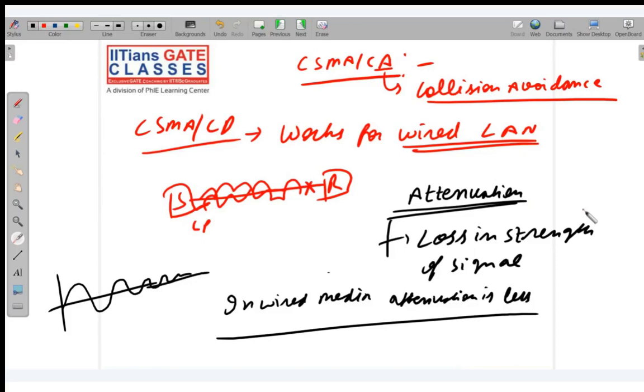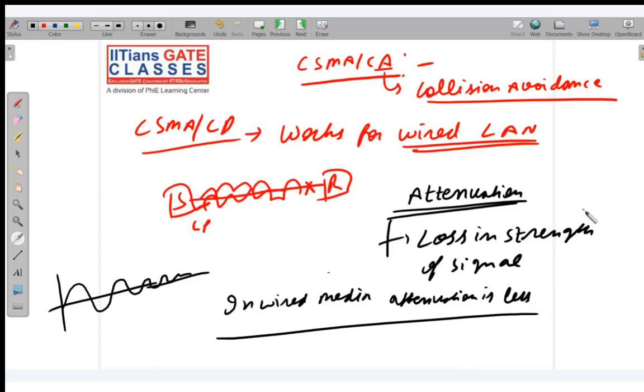This means in a collision the detected strength is almost doubled.